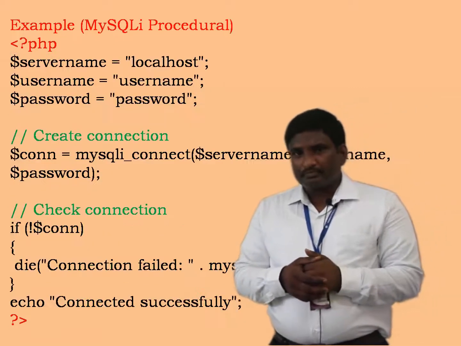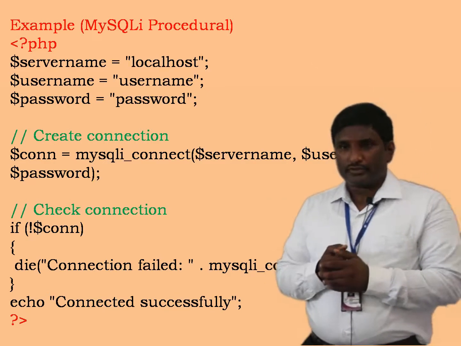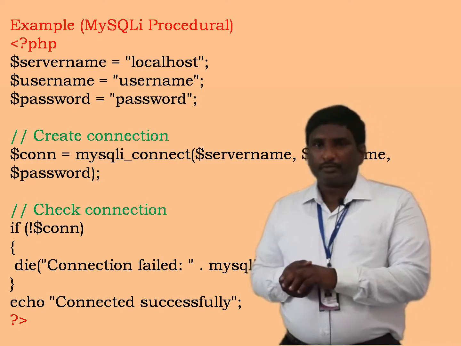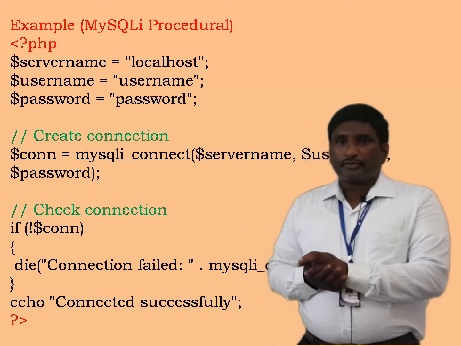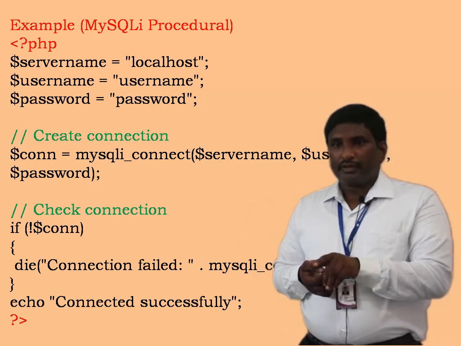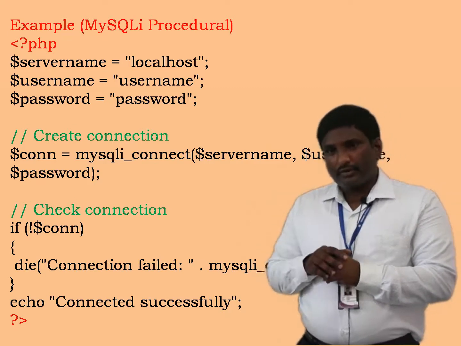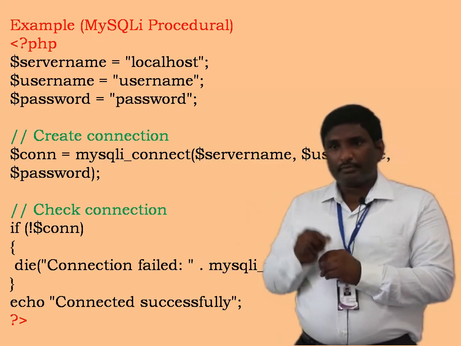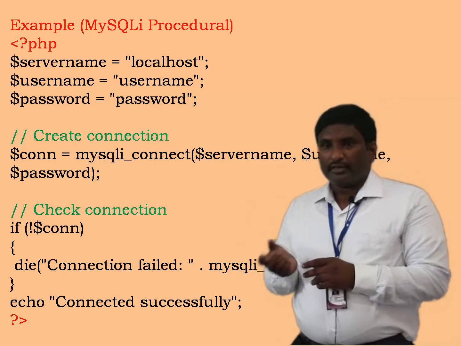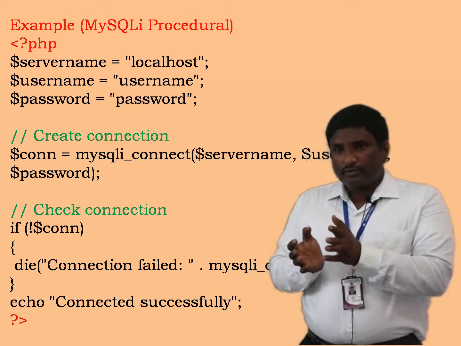The next program is the MySQL improved version supporting procedural style in PHP. In this example, we are using procedural code in PHP to connect with MySQL. Here I declared the same 3 variables and pass these 3 variables as arguments. Earlier we created a connection object with new mysqli, but here in procedural style the function is mysqli_connect, which has 3 arguments. It returns the $con variable.